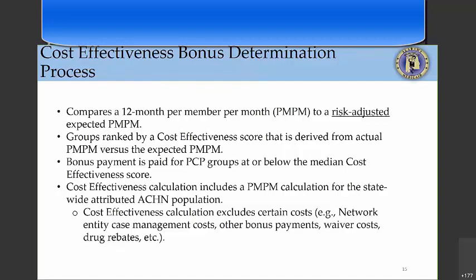We would note that our cost effectiveness calculation does exclude certain costs such as network entity case management fees, other bonus payments, certain waiver costs, drug rebates, among other cost categories. The intent here is excluding costs for which a group might not have any control.